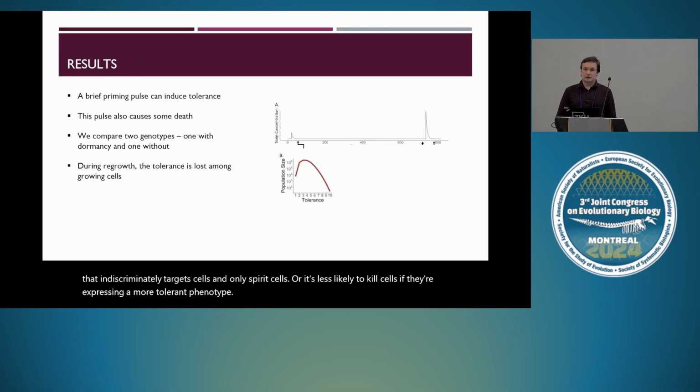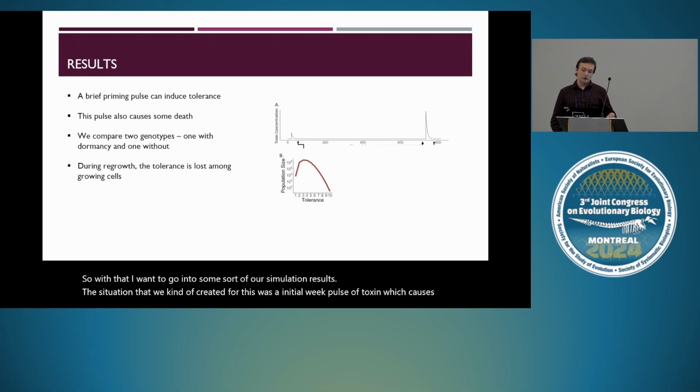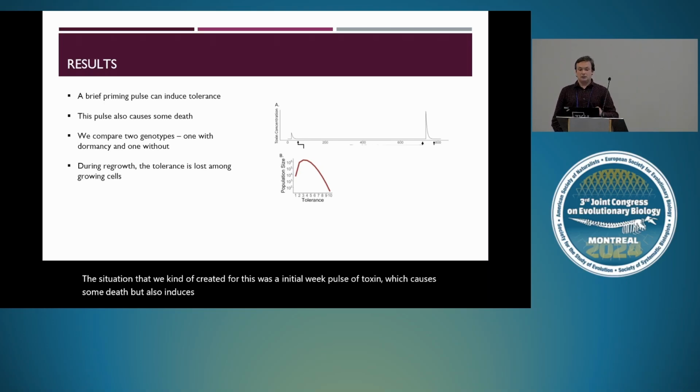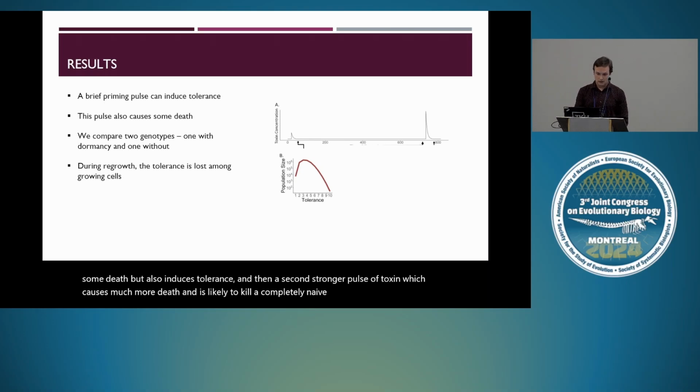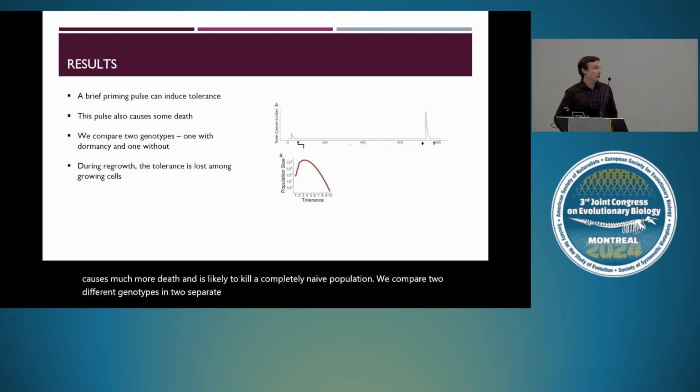So with that, I want to go into some of our simulation results. The situation that we created for this was an initial weak pulse of toxin, which causes some death but also induces tolerance, and then a second stronger pulse of toxin, which causes much more death and is likely to kill a completely naive population. We compared two different genotypes in two separate simulations. In red is a genotype which is not capable of forming a dormant subpopulation, and so they will not be able to generate a phenotypic seed bank and will not have any protective effect from that.